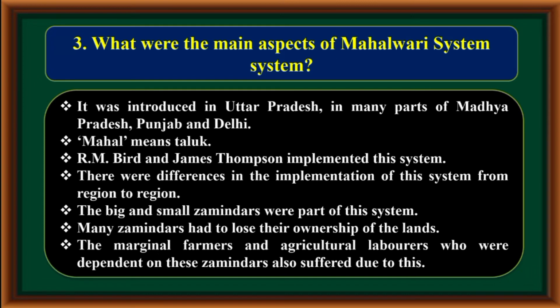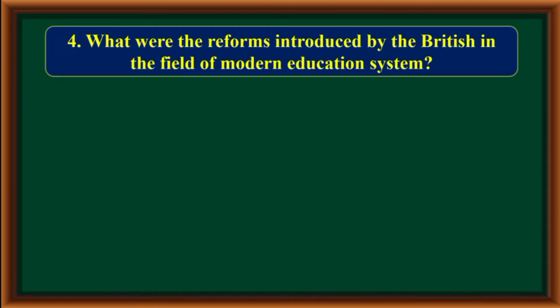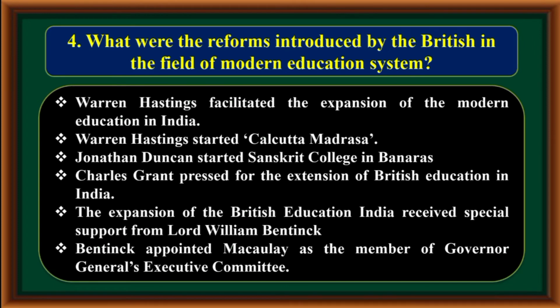Let's move to question number 4. What were the reforms introduced by the British in the field of modern education system? Warren Hastings facilitated the expansion of the modern education in India. He started Calcutta Madrasa. Jonathan Duncan started Sanskrit College in Benares.